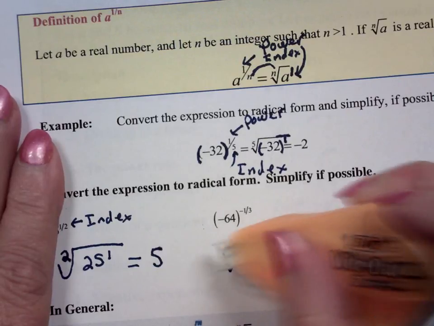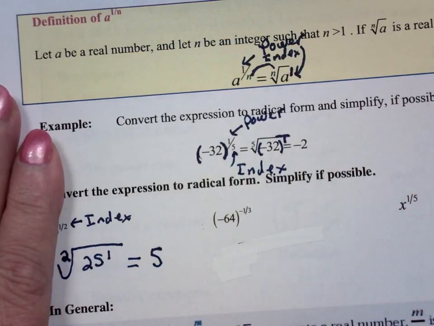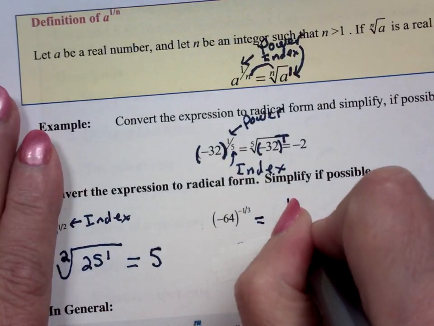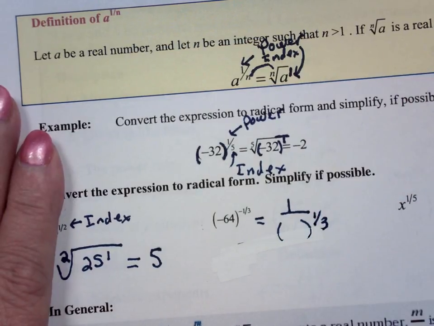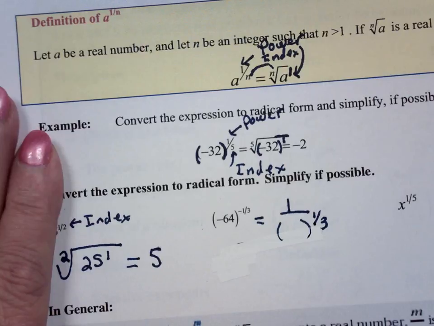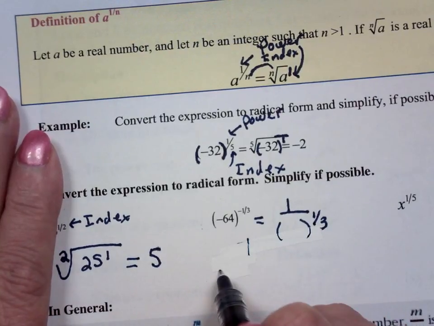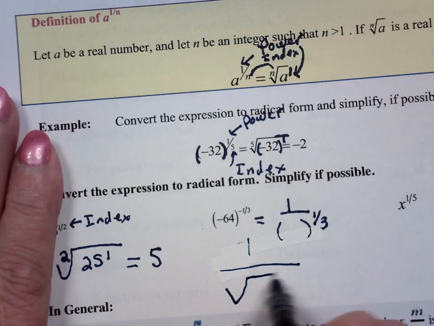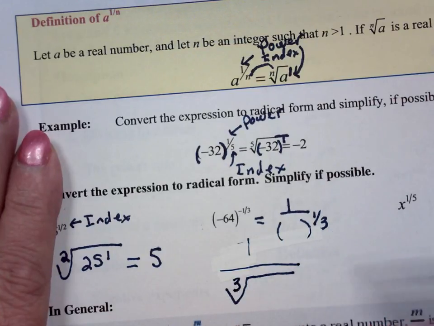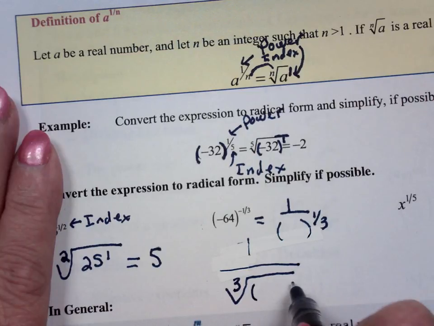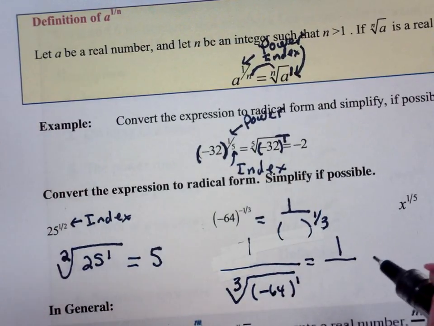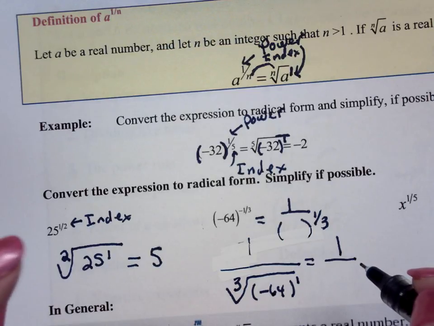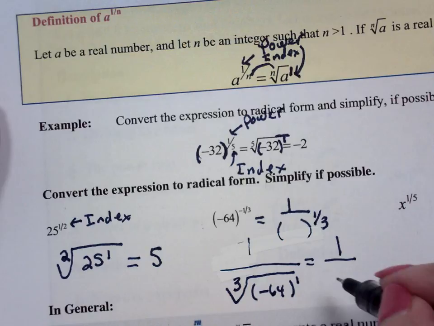I jumped ahead of myself. I didn't see the negative there. This is 1 over that set of parentheses to the 1/3 power. That set of parentheses is negative 64. Well, that means it's 1 over, the denominator is 3, so the index is 3, so it's a cube root. The set of parentheses is negative 64 to the 1, which is 1 over, what's the cube root of negative 64? Negative 4, yeah.